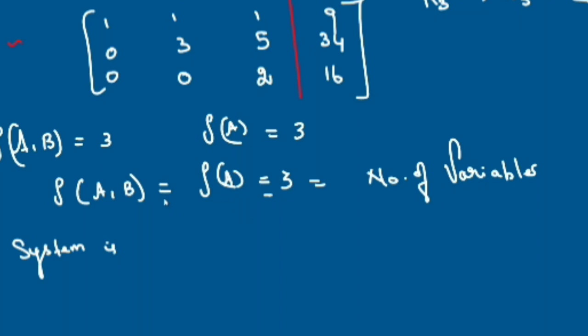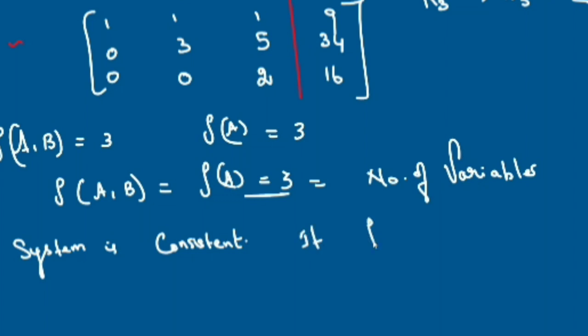If rank of AB is equal to rank of A, you just write that the system is consistent. We got it as equal to 3. Sometimes you will get 2, sometimes you will get 1. If it is equal to 3, then the system has a unique solution. Now how do you find that unique solution?